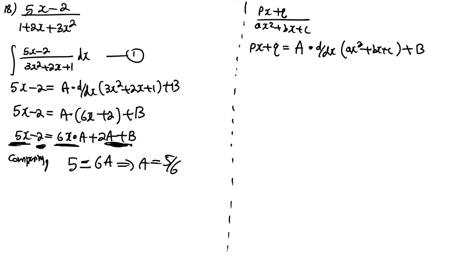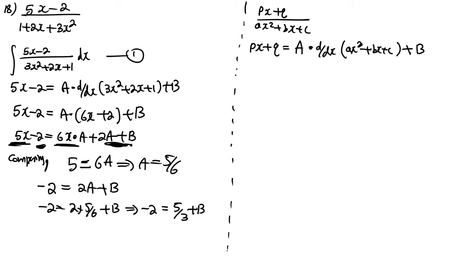Comparing the constant terms, what is there here? Minus 2 is equal to 2a plus b, the constant term. Simplify: minus 2 equal to 2 into 5 by 6 plus b. This implies minus 2 is equal to 10 by 6, which is 5 divided by 3, plus b. Minus 2 minus 5 by 3 equal to b. Then see, 3 2s are minus 6, minus 6 minus 5. This implies b value is equal to minus 11 divided by 3.